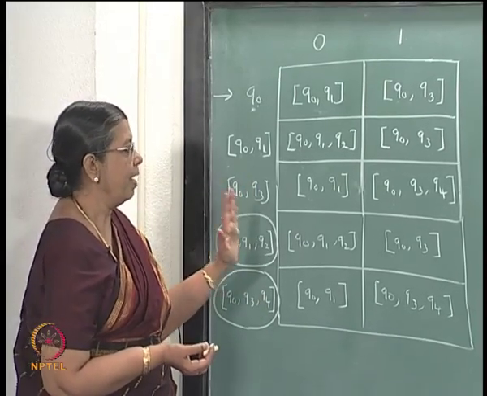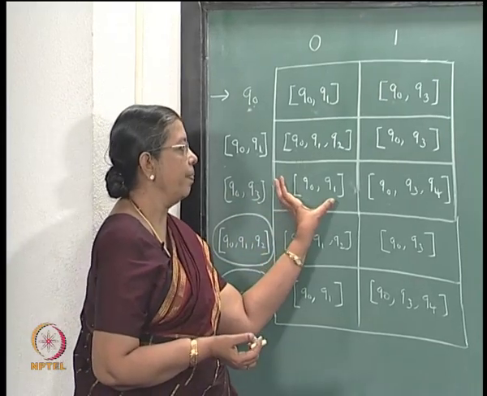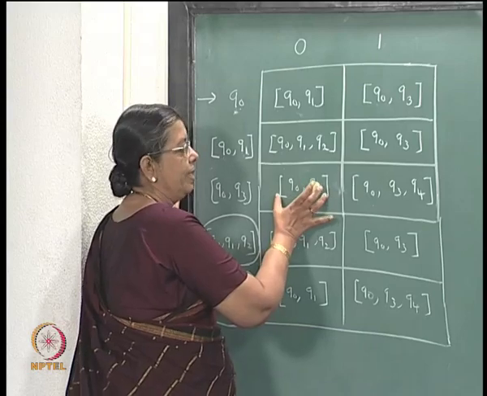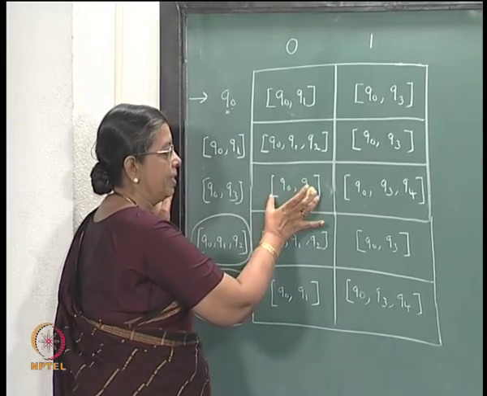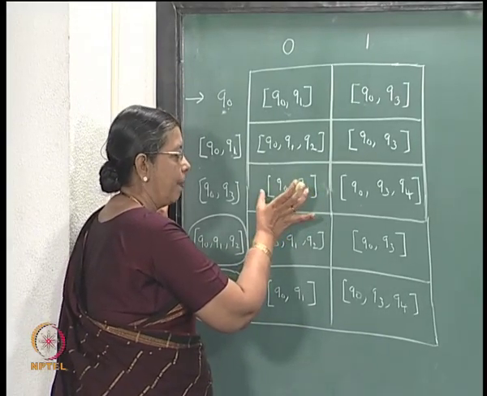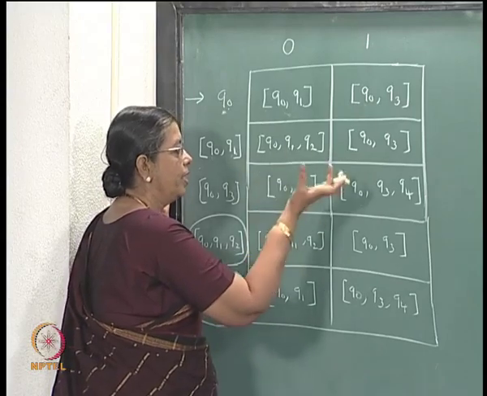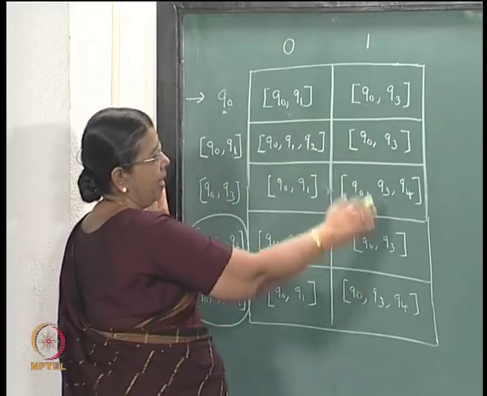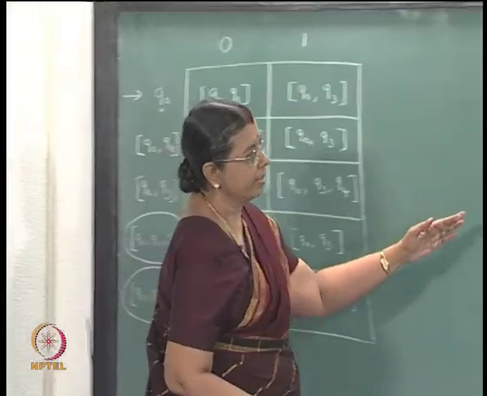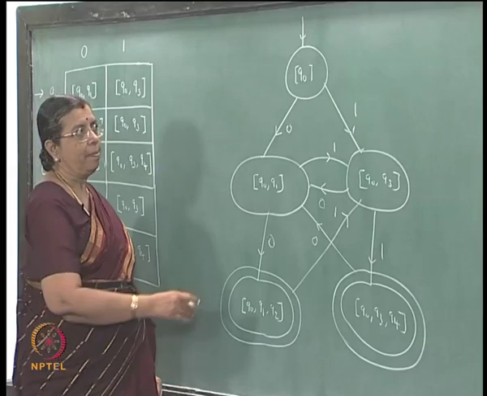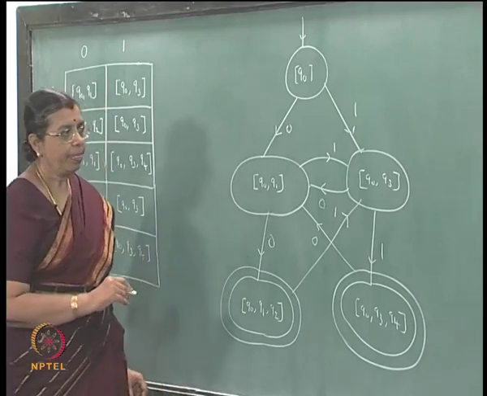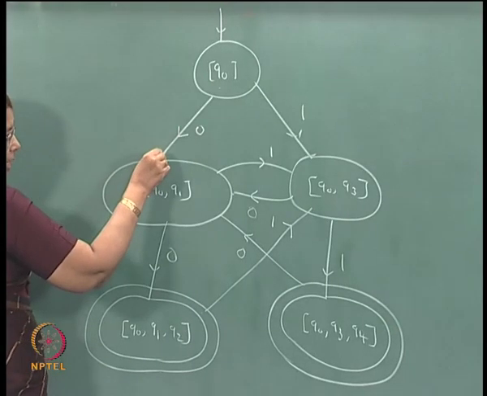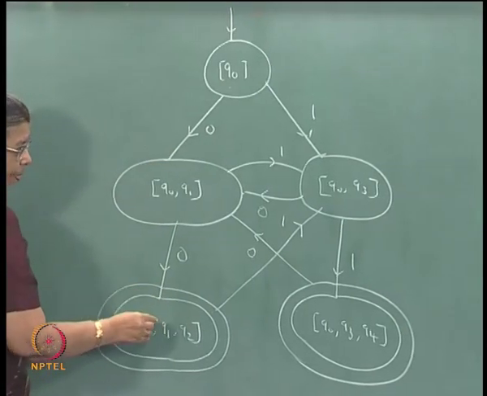Now, this table, please note that every state is a subset, but this is a single state. Remember that it is a single state and it is represented as a subset of the original non-deterministic automata. Now, for this table, if you draw the state diagram, it will be like this. Now, you can see that starting from Q0, if you get two zeros, you will end up.